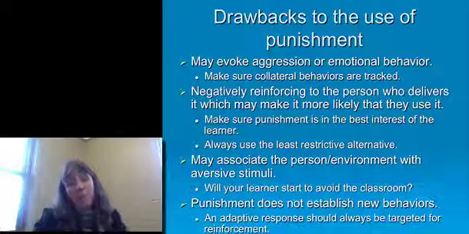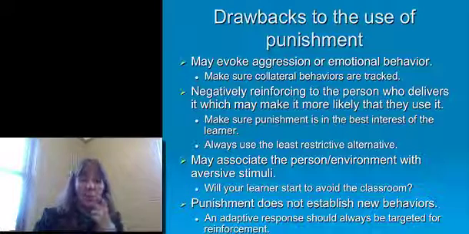This is my number one reason why I think we need to be reluctant about punishment, and it is that it's negatively reinforcing to the person who delivers it, and it makes it more likely that they use it in the future. Making sure that punishment is in the best interests of the learner is essential, and we should always use the least restrictive alternative.